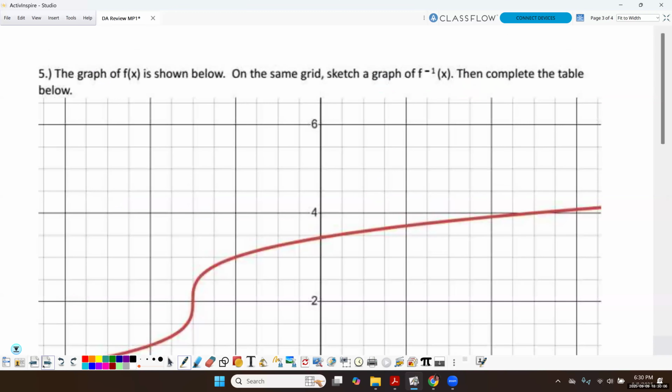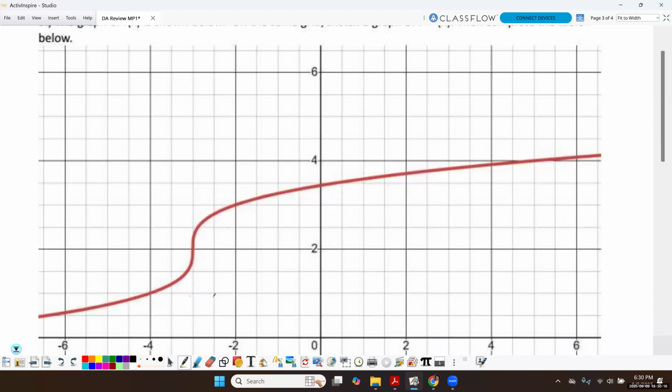Question 5 tells me that a graph of f of x is shown below. On the same grid, sketch the inverse function and then complete the table. So before I go to sketch the inverse function, I'm going to try to find some really good points. I see I have a really good point at -4. What's my scale? Oh, this is 2, so this is 1. So I have the f of x, make a table.